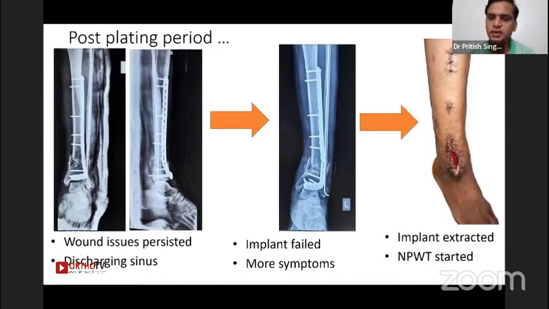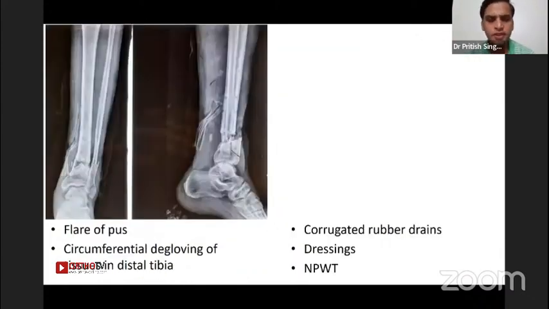and more symptoms started appearing at the local fracture site. So when the patient presented to me, I extracted the implant, and negative pressure wound therapy was started for the wound. But since the general nutrition and host physiology were compromised, the patient was also cachectic. He was on and off doing these addictions also. So there was a flare of pus, despite the best of treatment and despite the best of my debridement.